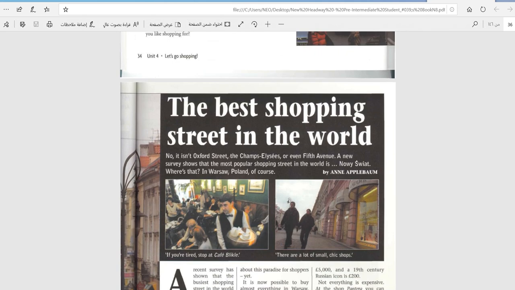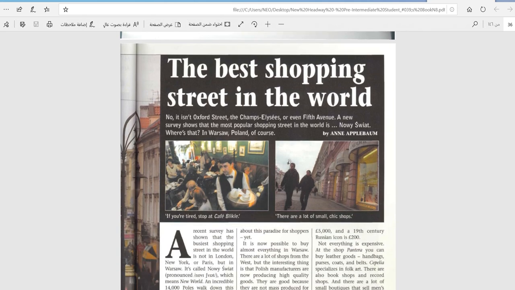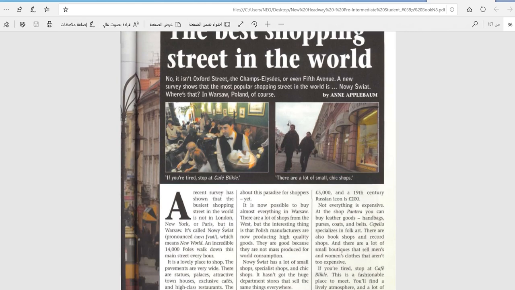The best shopping street in the world. No, it is not Oxford Street, the Champs-Élysées, or even Fifth Avenue. A new survey shows that the most popular shopping street in the world, no way, is Sweet. Where is that? In Warsaw, Poland, of course.